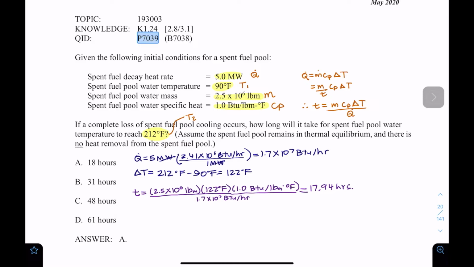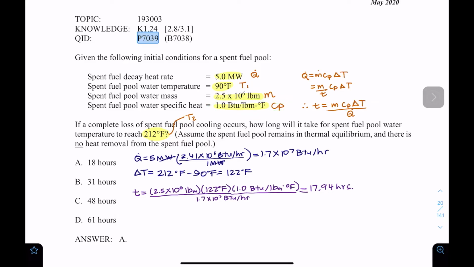Okay, so this one, it's P7039. Given the following initial conditions for a spent fuel pool, he's giving me the spent fuel decay heat rate. So I have a heat rate. My heat rate is going to be Q dot. So I have my heat rate in megawatts. Then it's giving me the temperature of the spent fuel pool water. Then I have the mass. And then I have my specific heat.